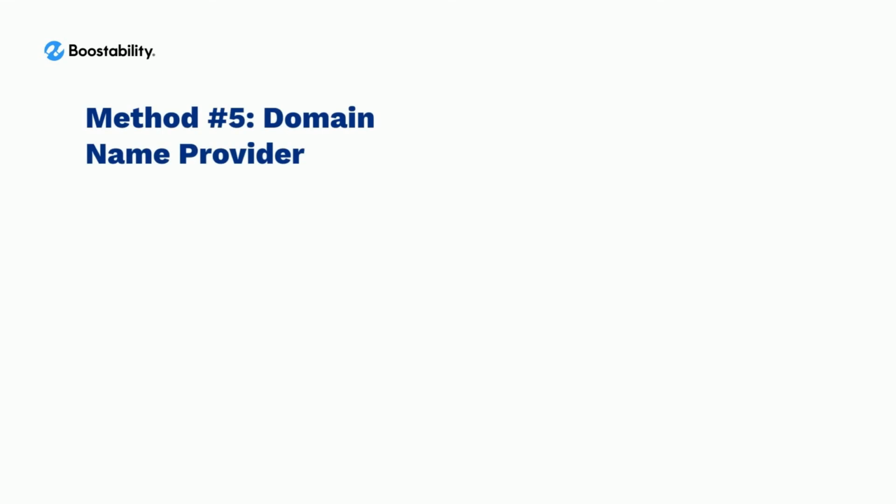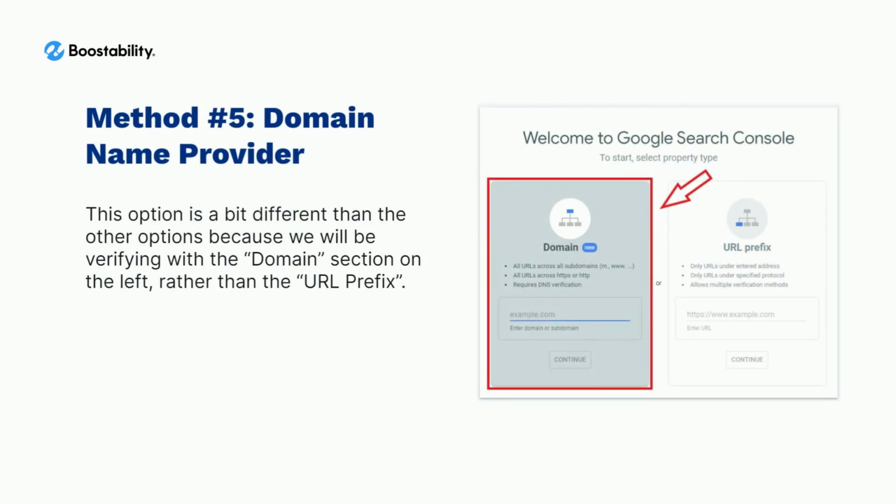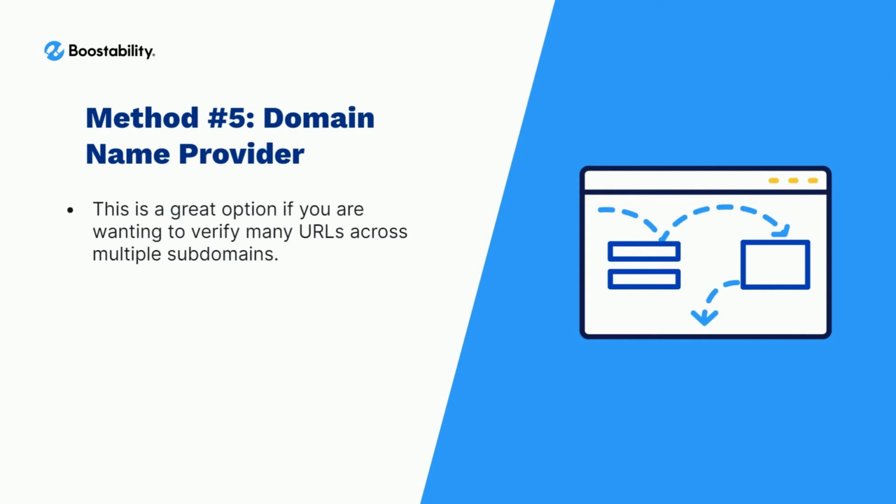The last option for verifying ownership of Google Search Console is through the domain name provider. This option is a bit different than the other options because we will be verifying with the domain section on the left rather than the URL prefix section. This is a great option if you are wanting to verify many URLs across multiple subdomains. Keep in mind that this option will require DNS or domain name server verification.